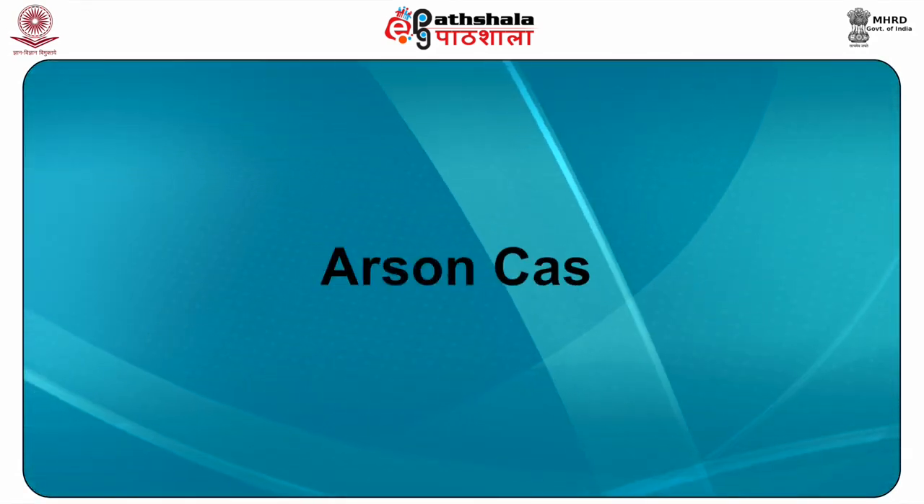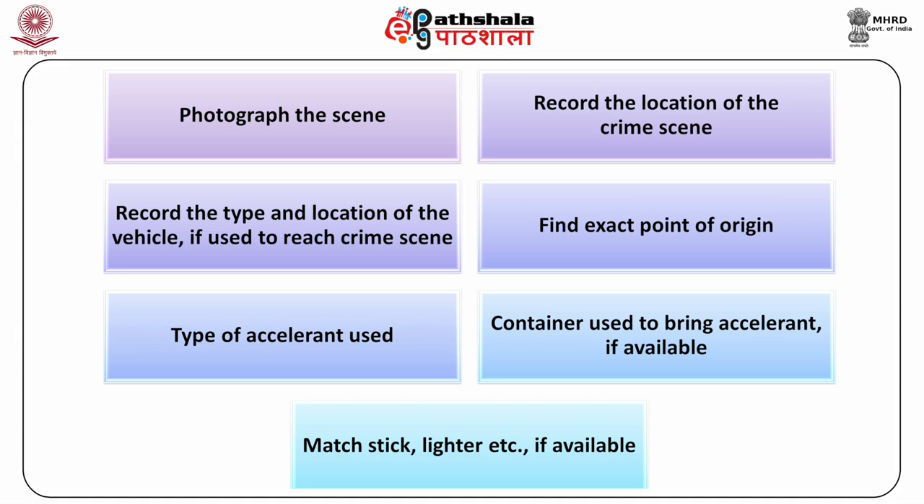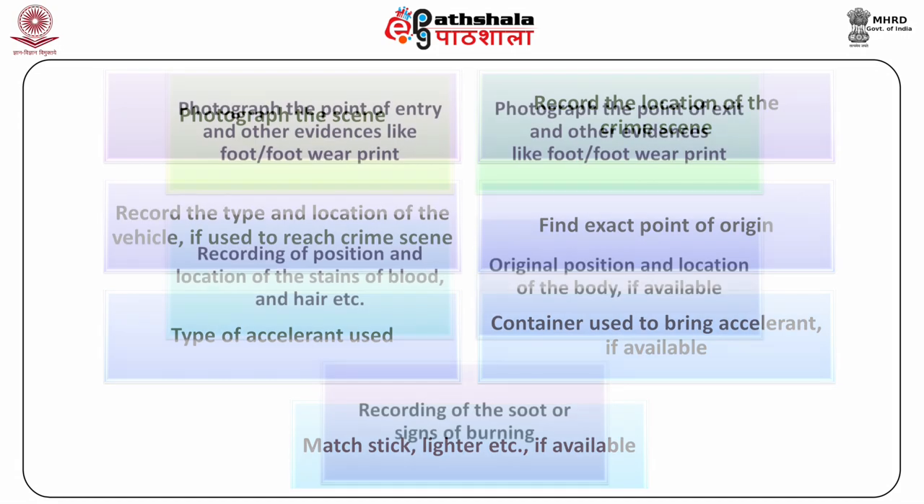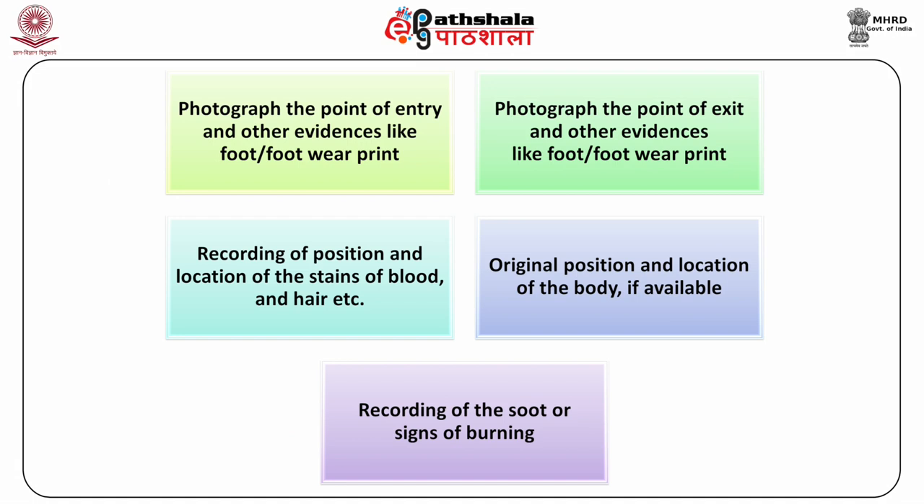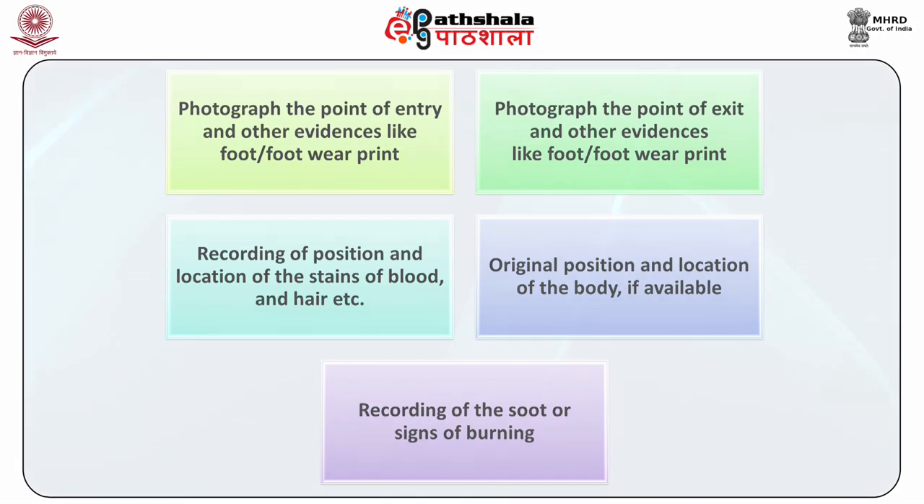Now, in the arson case, first photograph the scene, then record the location of the crime scene, then record the type and location of the vehicle if used to reach the crime scene, then find the exact point of origin, type of accelerant used, then container used to bring accelerants if available, then matchstick, lighter, etc. if available, then record the exact position of the articles including the furniture, then photograph the point of entry and other evidences like foot or footwear print, then photograph the point of exit and other evidences like foot or footwear print. Now, recording of positions and locations of the stains of blood and hair, etc. Then original position and location of the body if available, then recording of the soot or signs of burning.